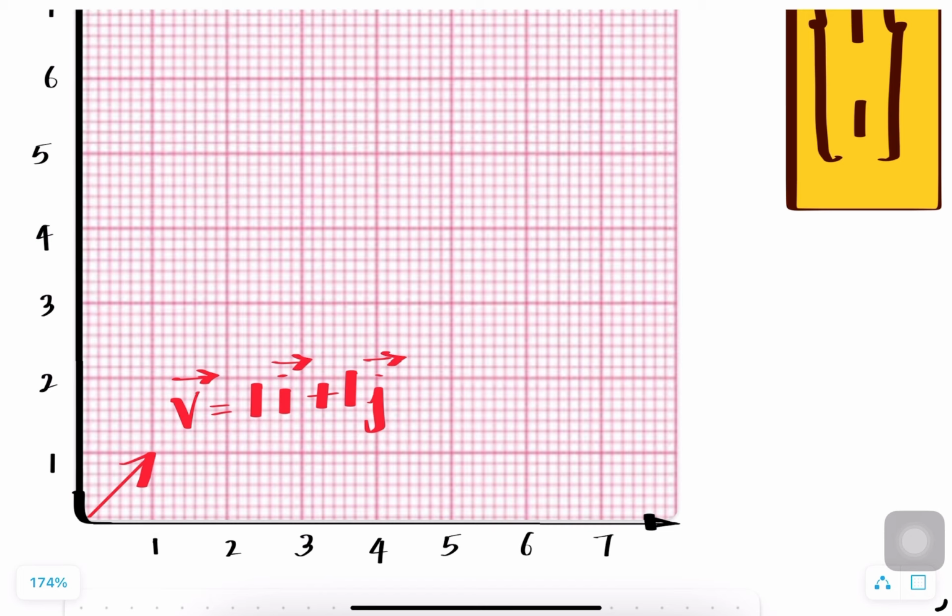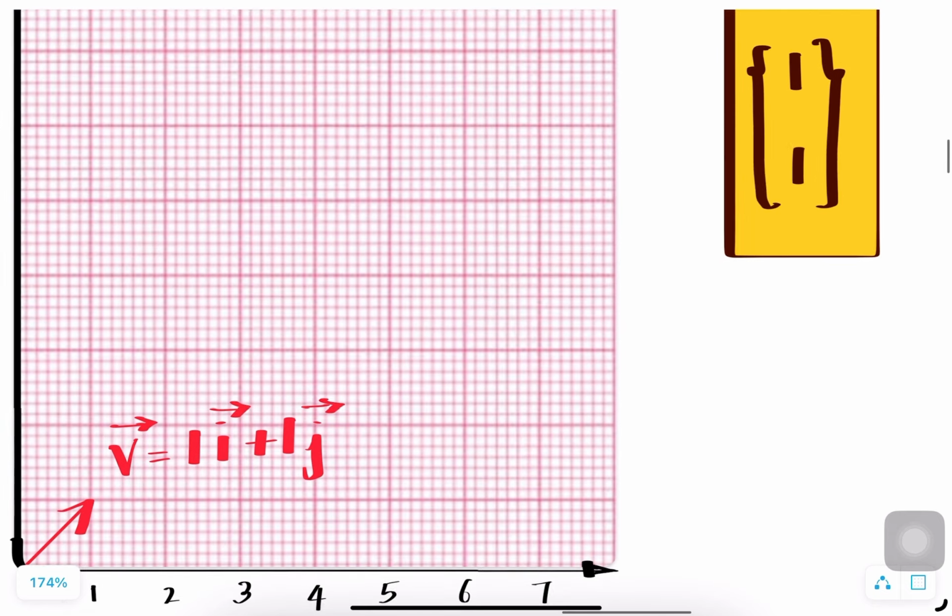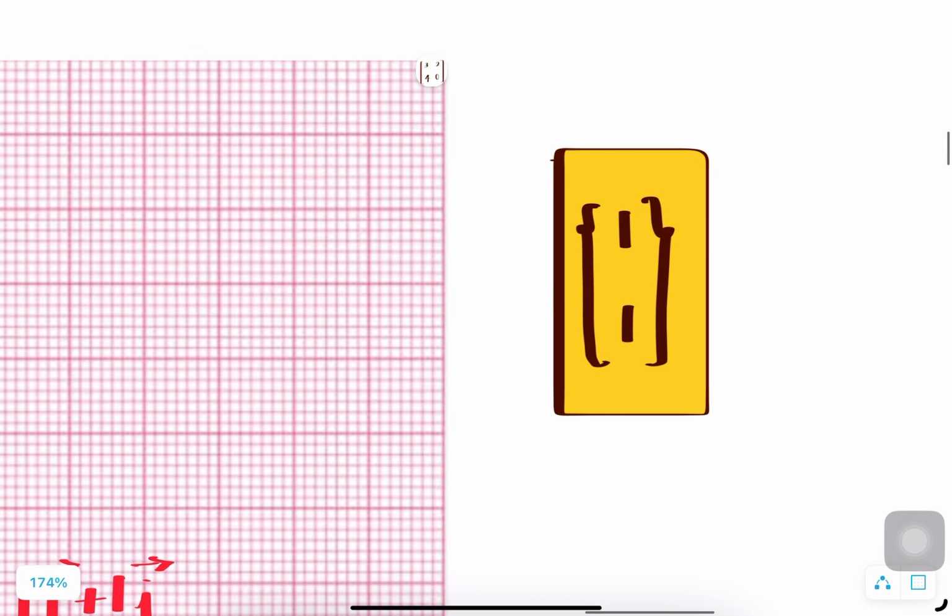But we can also represent this vector in the form of a matrix. Here is the column matrix. We are representing the vector in the form of a column matrix 1, 1, where the first entry represents the horizontal component, and the second entry represents the vertical component. Now, the question that we asked: what happens when a matrix hits this particular vector?